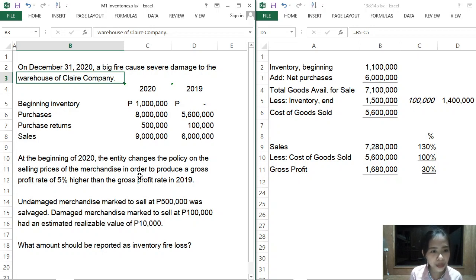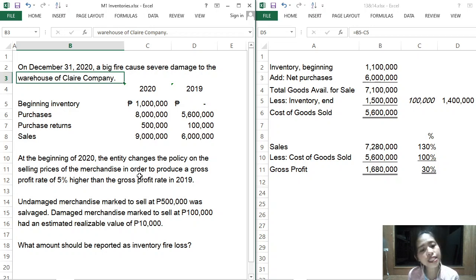Now, undamaged merchandise marked to sell at 500,000 was salvaged. Ibig sabihin na save. Okay, yung term na salvage, hindi ibig sabihin yan patay. Diba? Pag narinig natin na ipasalvage or ipapatay. But actually, the word salvage means save. So, there are merchandise na na-save at pwede nating ibenta at 500,000.